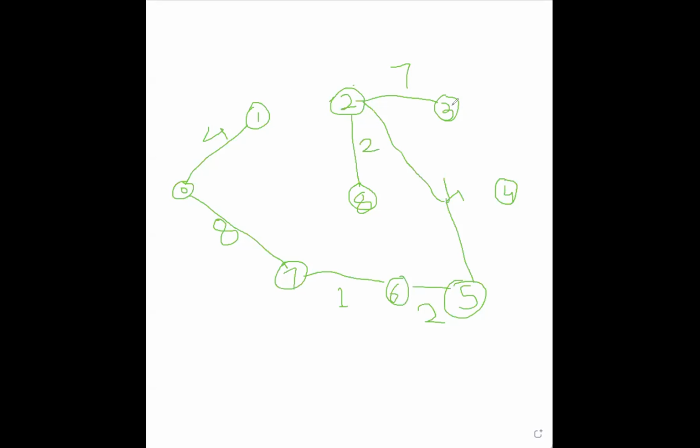Then we have 3 to 4. Its value is 9. And it contains all the vertices now. So this is the minimum cost spanning tree with Kruskal's algorithm.